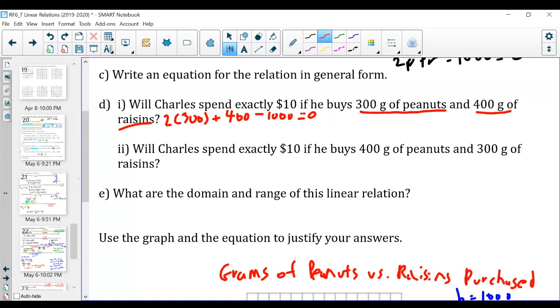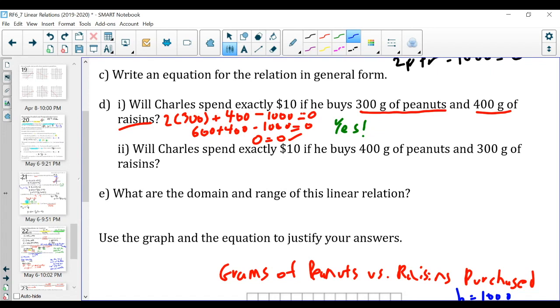So he will spend exactly $10 if the left side is equal to the right side. Let's see what happens. 2 times 300 gives me 600 plus 400 minus 1000 is equal to 0. 600 plus 400 gives me 1000. 1000 minus 1000 is equal to 0. So the answer to this question is yes. He will spend exactly $10 if he buys 300 grams of peanuts and 400 grams of raisins.